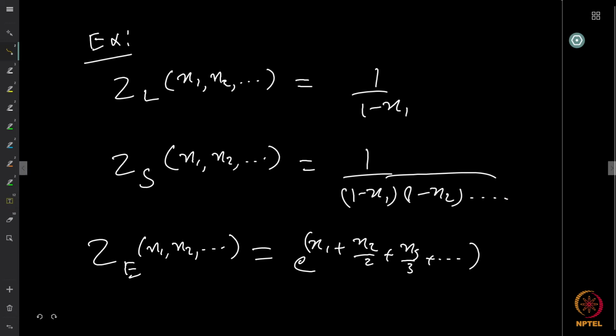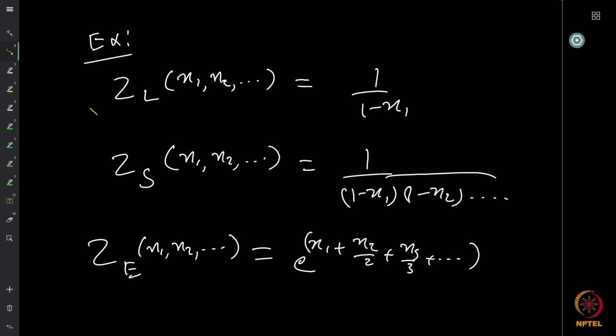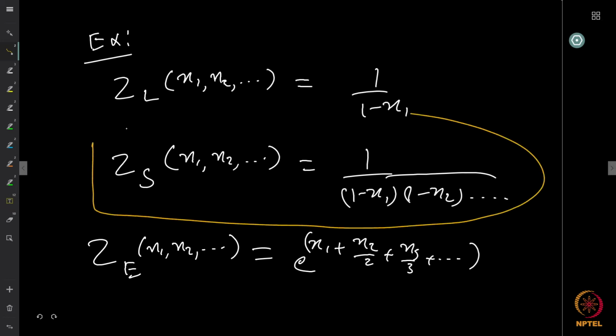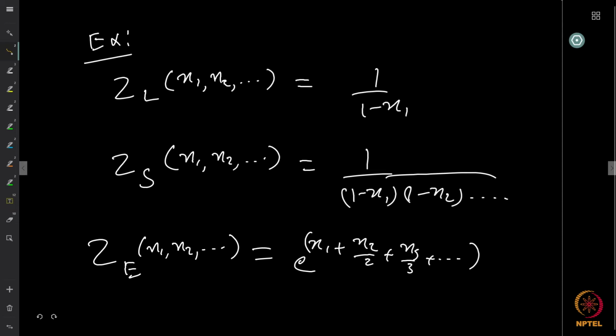If you look at the cycle index series of the linear structures, the linear orders, the ZL of x1, x2, etc. is 1 by 1 minus x1. On the other hand, the cycle index series of the species of permutations is actually 1 by 1 minus x1 into 1 minus x2 into 1 minus x3, and it goes on.